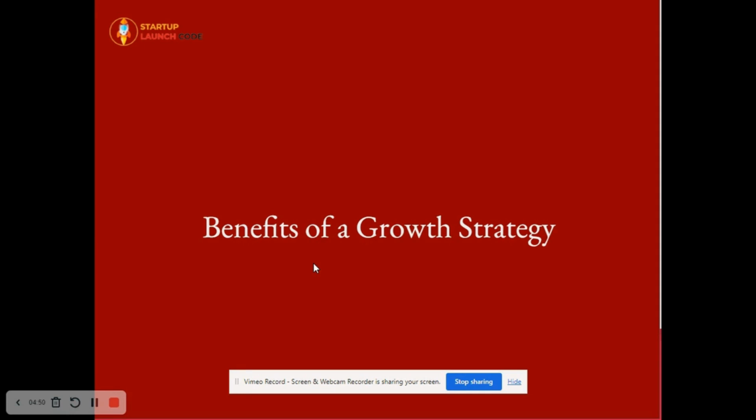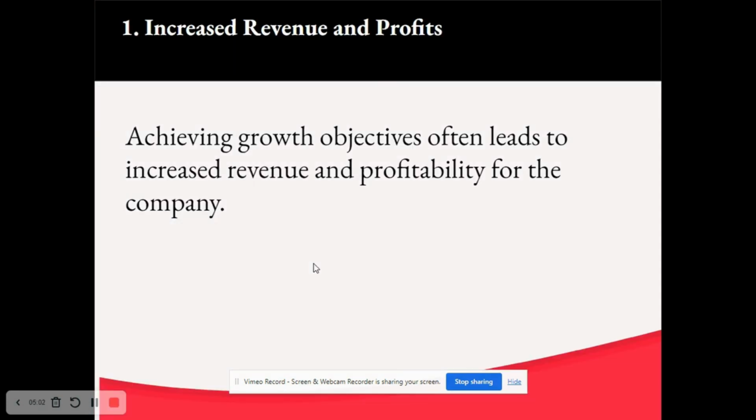So what are the benefits of having an effective growth strategy? There are benefits that come with having an effective growth strategy. I'll be looking at those one after the other. So the first one is an increase in revenue and profits. Yes, an effective growth strategy, if well implemented, will help you achieve an increase in revenue and in profit as a startup and as a business.